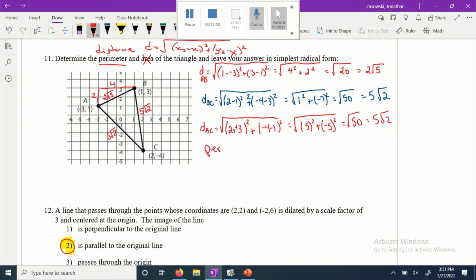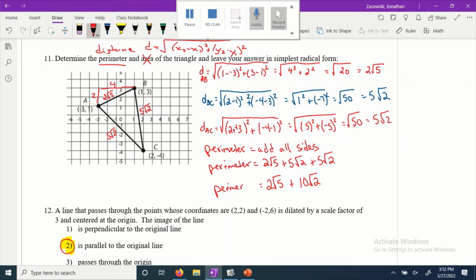So if you guys remember, the perimeter, okay, is to add all the sides. And then all we're going to do is add 2 square root of 5 plus 5 square root of 2 plus 5 square root of 2. We can only add the radicals that have the same number on the end, so just the square root of 2's. And just like if there were x's, we just add the coefficients and keep the number the same. So this is going to stay 2 square root of 5 because that's the only square root of 5 we have. But 5 plus 5 is 10, and then that's times the square root of 2, and that's going to be our final answer in simplest radical form. And this is the perimeter.